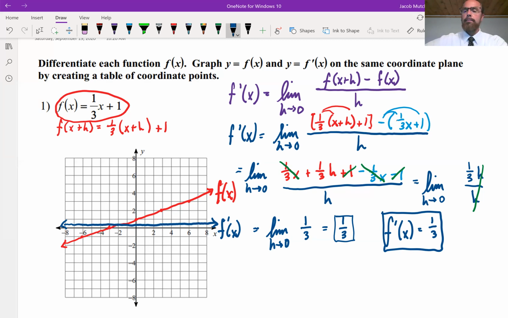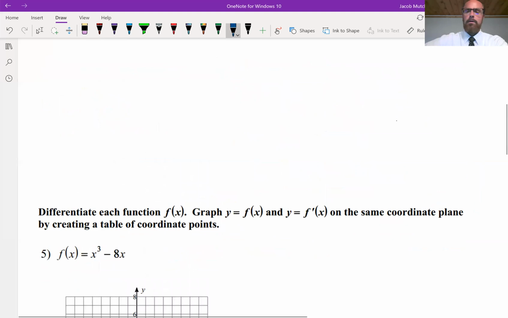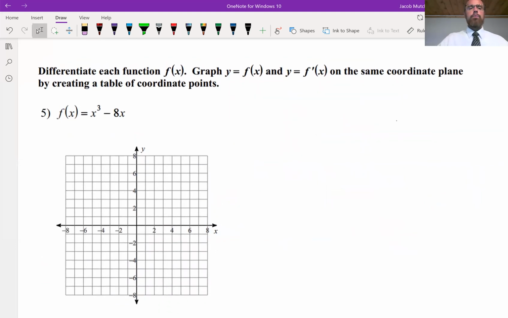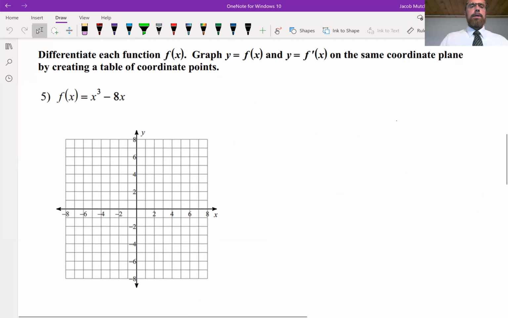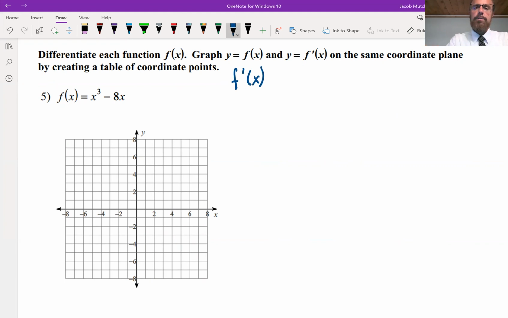Let's take a look at a polynomial function. So here's a cubic function, f of x equals x cubed minus 8x. And our task is really the same. We want to come up with the derivative of this function. So again, I'm going to use the f prime of x definition, which is the limit as h approaches 0 of that same difference quotient. So f of x plus h minus f of x, all divided by h.